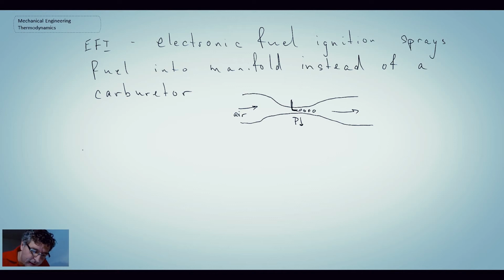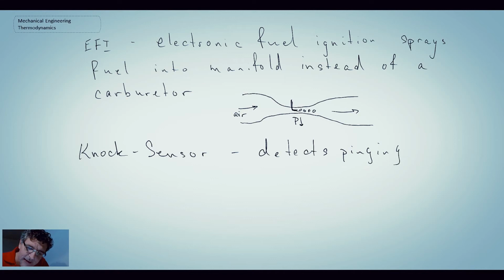Other things they might find, knock sensors. And what this is, it's a device that detects pinging. And what that is, pinging of an engine is pre-ignition, where the combustion process is beginning too early. So while the piston is moving up, you want the combustion to start a little bit before it gets to top dead center, but not too much earlier.